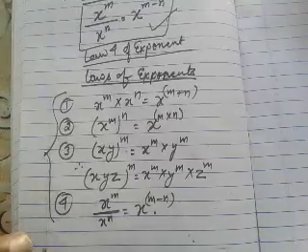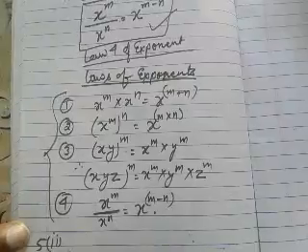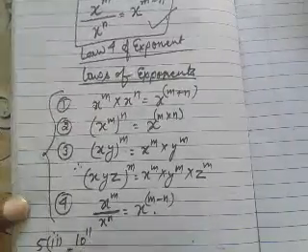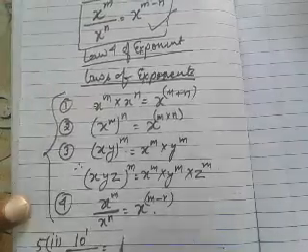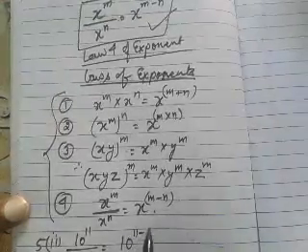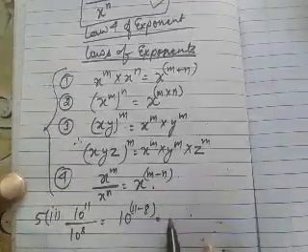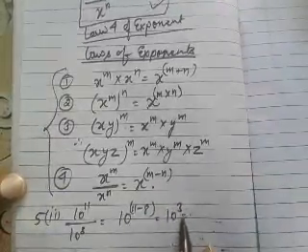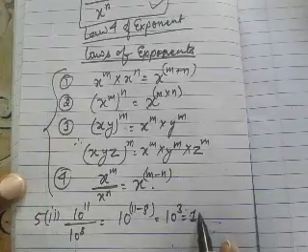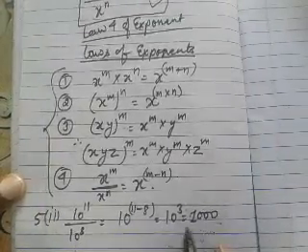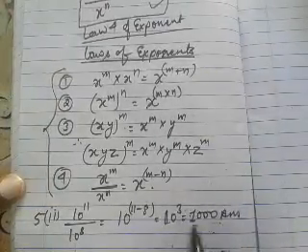Like this, suppose question number 5, second part, 10 raised to the power 11 upon 10 raised to the power 8. So we can write here 10 raised to the power 11 minus 8, and this will be equal to 10 raised to the power 3, and 10 raised to the power 3 means it is equal to 1000.